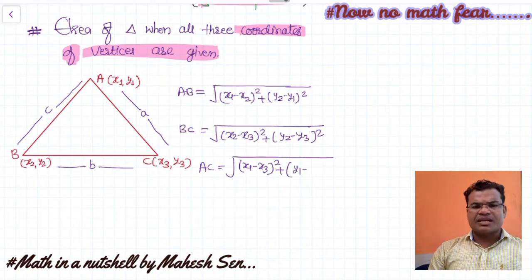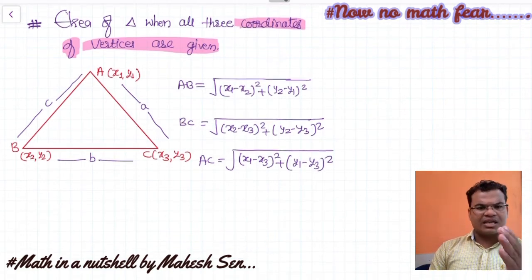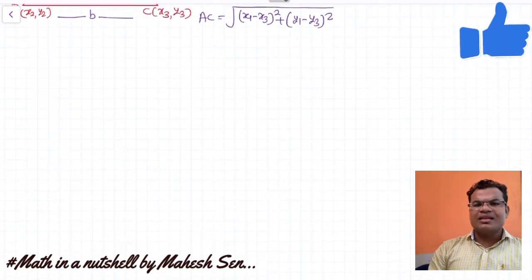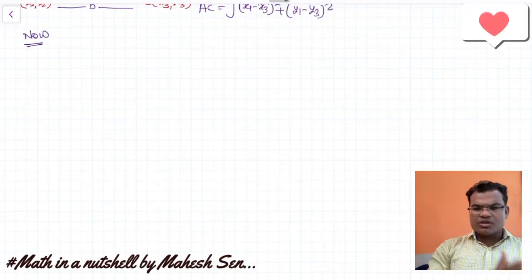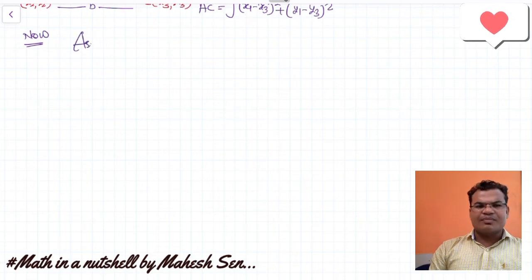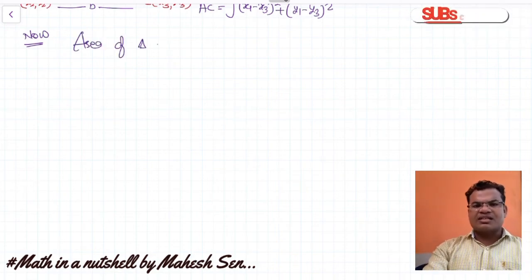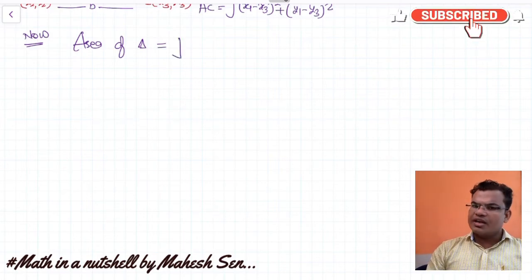So (x1 minus x3) whole square plus (y1 minus y3) whole square. These are the three lengths of the sides by the distance formula. Now we are coming towards the main concept, that is basically the area of the triangle when the three vertices, three coordinates, are given.